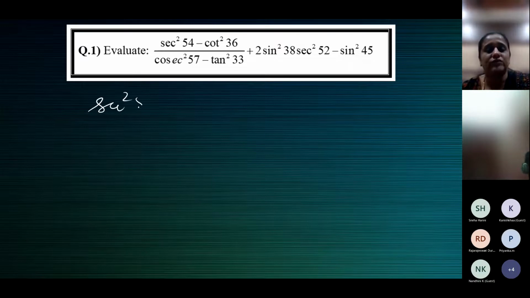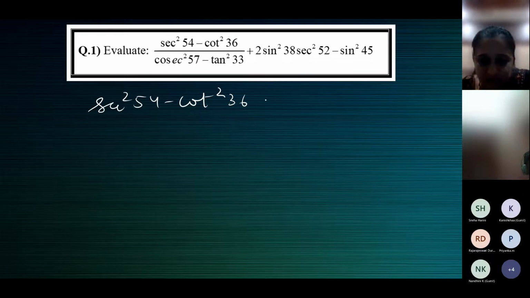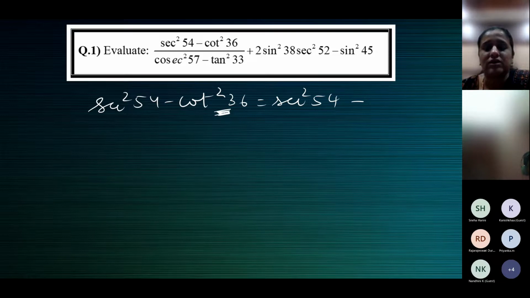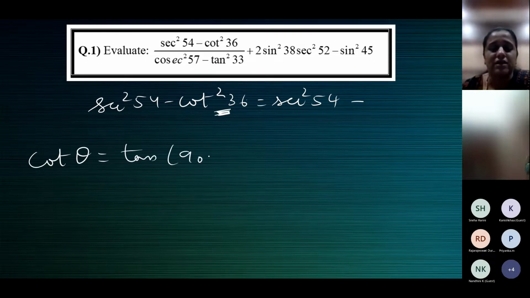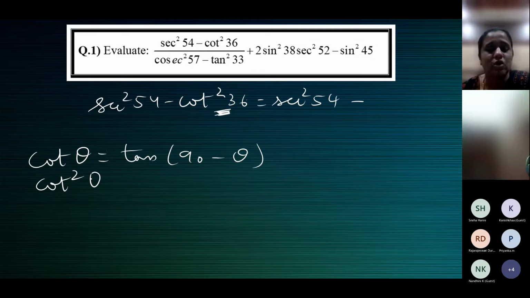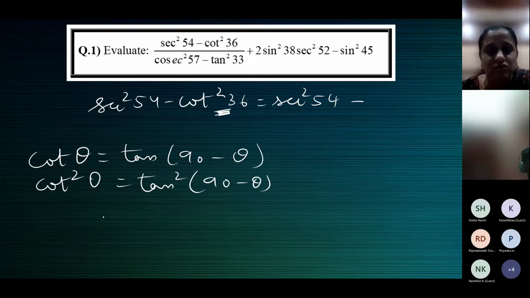So now if you want secant square 54 minus cot square 36 to look like secant square theta minus tan square theta, so what should you do? Write secant square 54 as it is. Minus, you want to change this one. So now this is first cot square theta. Cot square theta is nothing but tan square 90 minus theta, because cot theta, look into the paper, cot theta is tan 90 minus theta. So cot square theta, when you square on both the sides, is tan square 90 minus theta.